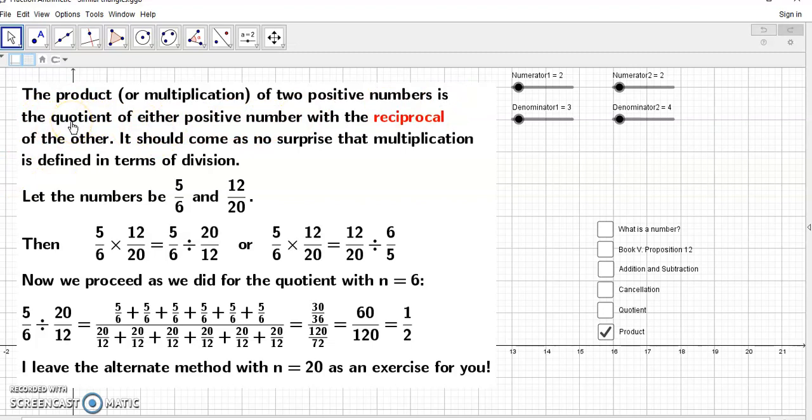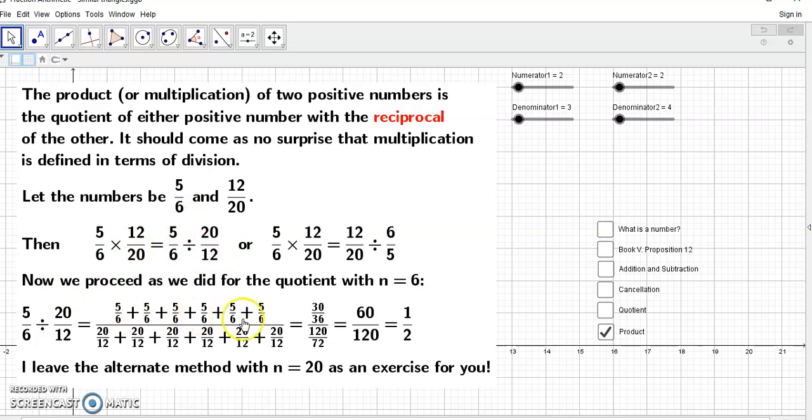And this is general. It applies to any number, those numbers that you think of, whole numbers or fractions, whatever. So it's the quotient of either positive number with the reciprocal of the other. And it should come as no surprise that multiplication is defined in terms of division. So let the numbers again be 5 over 6 and 12 over 20. And then what we need to find to evaluate this multiplication is this quotient, okay?